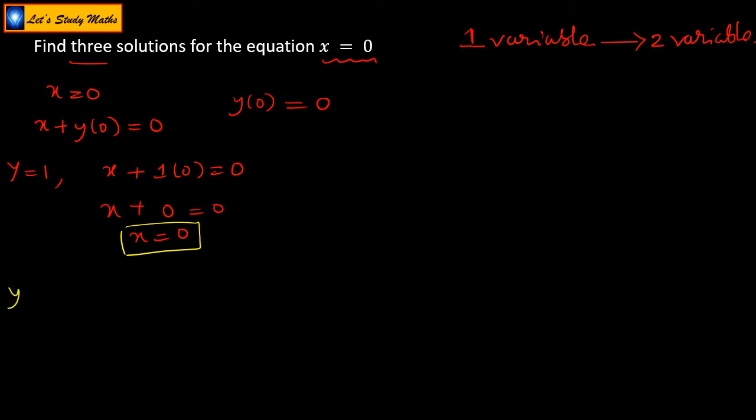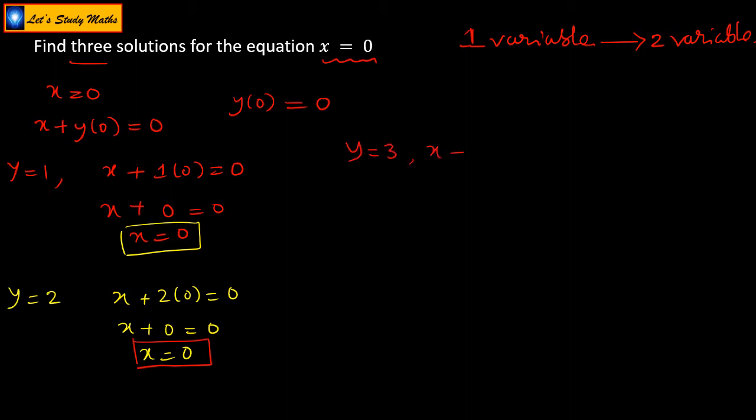Similarly y equal to 2. That time x plus 2 into 0 is equal to 0. So that is x plus 0 is equal to 0. x is equal to 0. So when y equal to 2, that time also you got x value 0. If you take any value in place of y, we will get x as 0 only here. So I'll consider now y is equal to 3. That time it is x plus 3 into 0 is equal to 0.